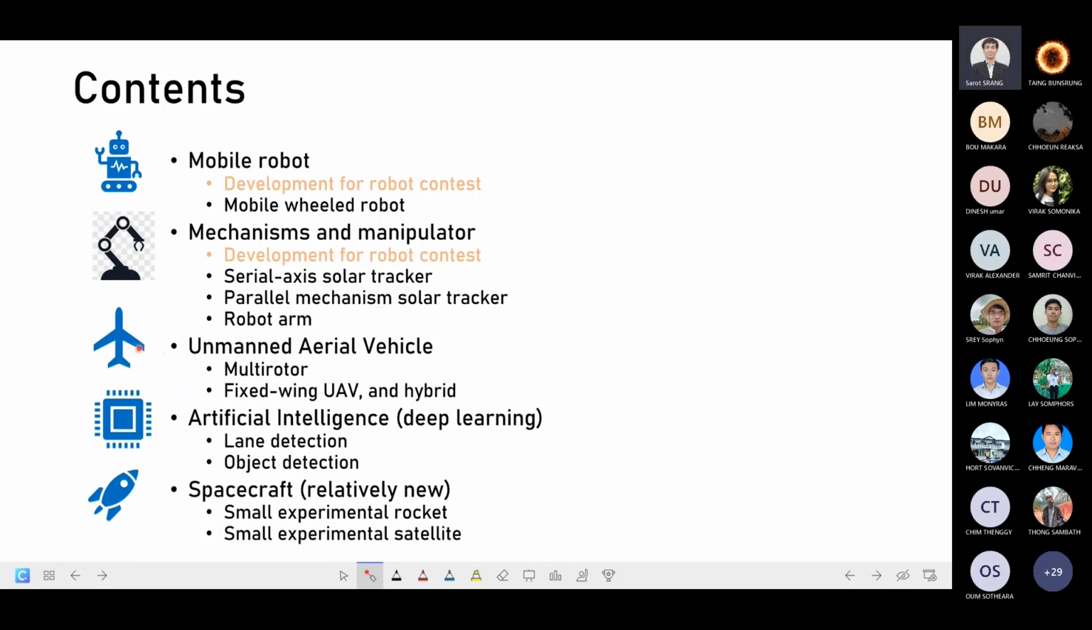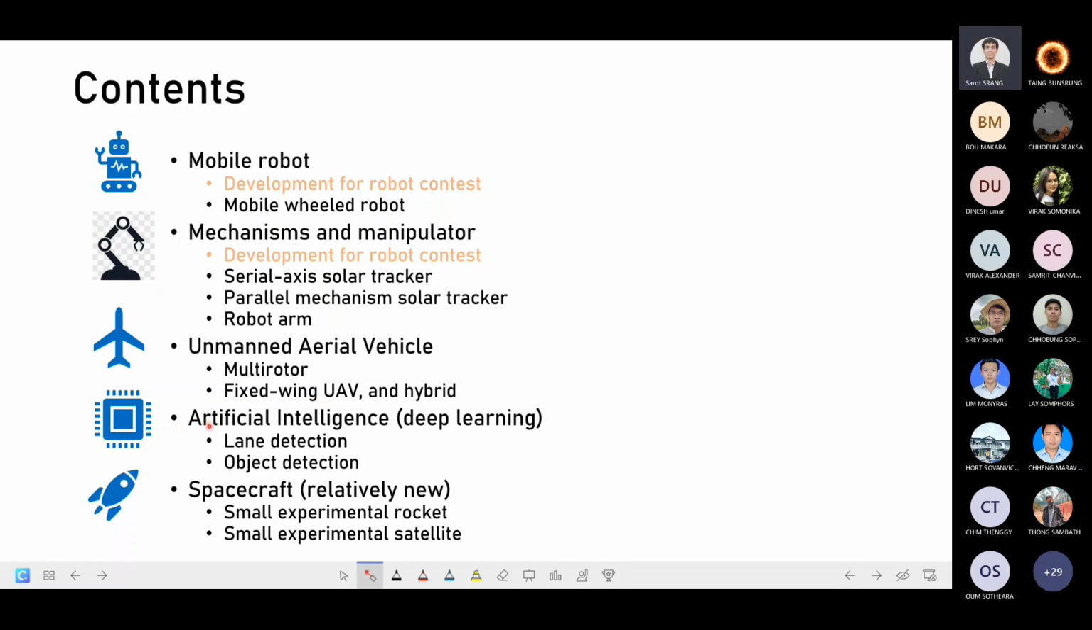And we have projects for the unmanned aerial vehicle, such as multi-rotor like quadcopter, people usually call it drone. And also we have projects to develop a fixed-wing unmanned aerial vehicle. It's like a small aircraft or small airplane with a fixed wing that needs a runway in order to take off and landing.